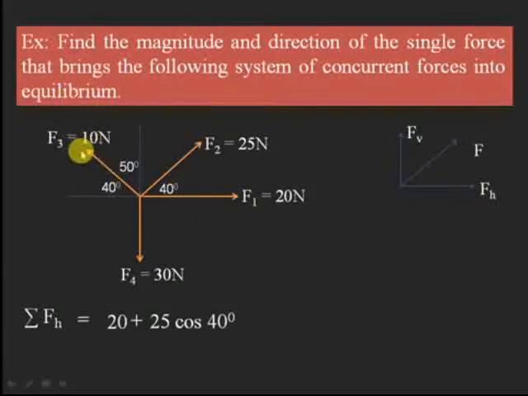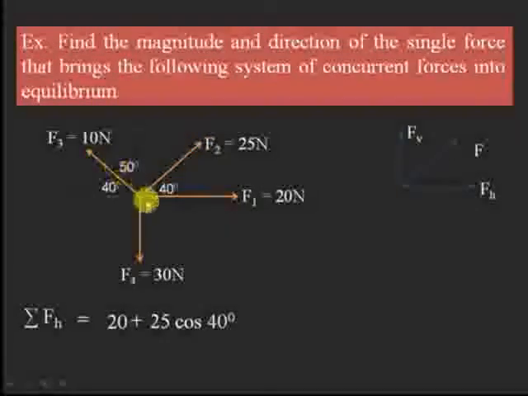Next we consider F3. For F3 also we need the horizontal component. When you consider 40 degrees, the direction is in the negative direction of x, so we need to take the negative sign. Here 40 degrees is with respect to the x-axis only, so the horizontal component will be F3 cos 40 degrees, that is 10 cos 40. We could consider 50 also, but I don't want to. Again, F4 is there, and F4 is already acting along the y-axis.